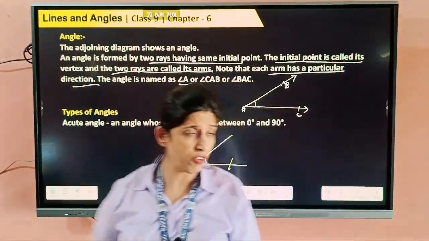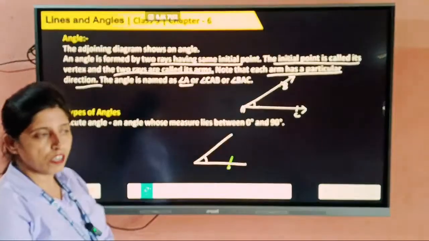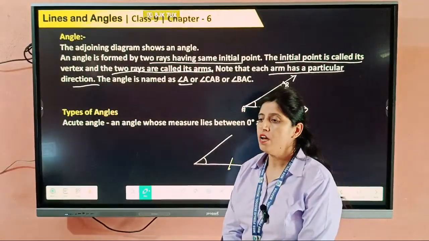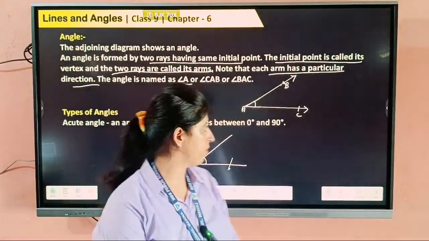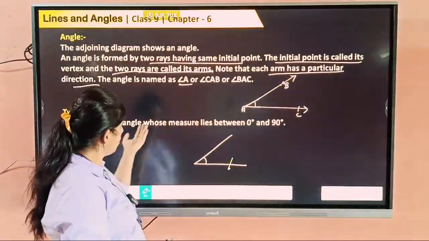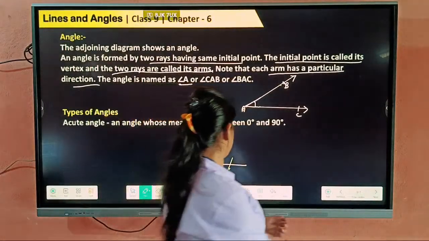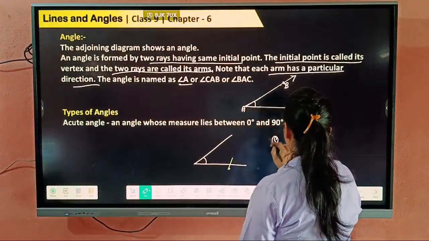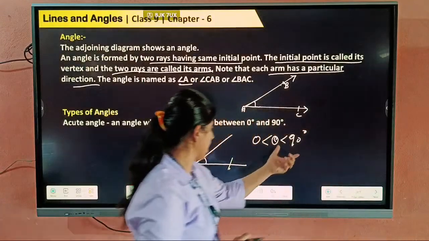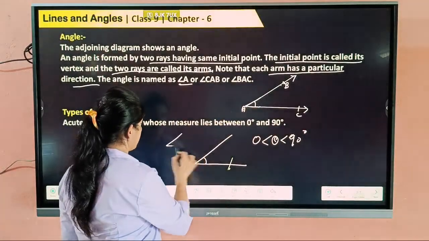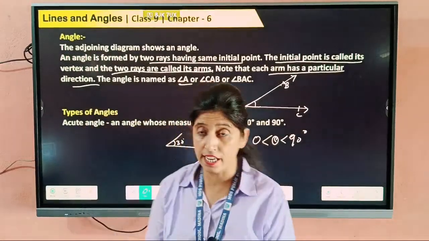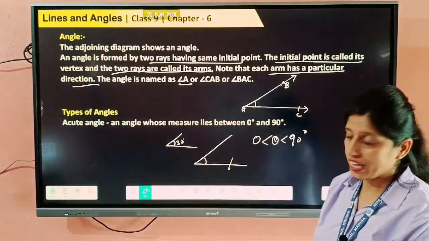Next, we will do types of angles. We all know that many types of angles are there, which we will discuss in this chapter. First one is the acute angle, right? You all know what an acute angle is. An angle whose measure lies between 0 and 90, like 30 degrees, 60 degrees, 45 degrees, up to 89 degrees. These are all acute angles, right?